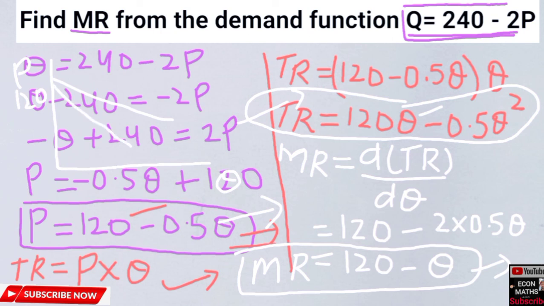This is our inverse demand function, or I will write demand function, and marginal revenue has twice the slope of the demand function. Here we can see the slope is 0.5. Marginal revenue has twice the slope, that is 2 times 0.5 here, as we have calculated.